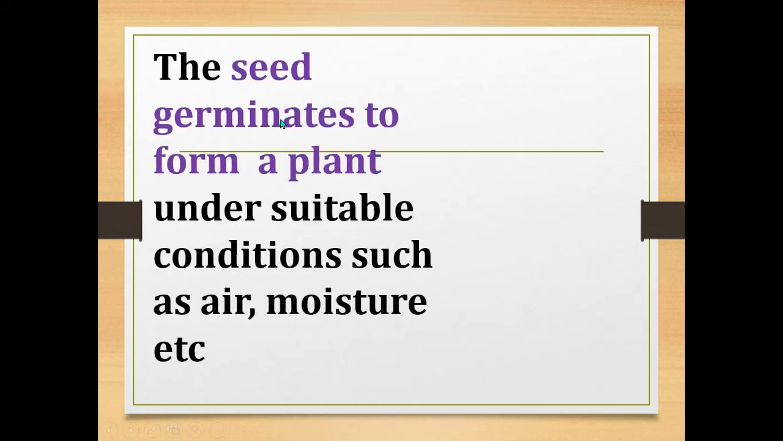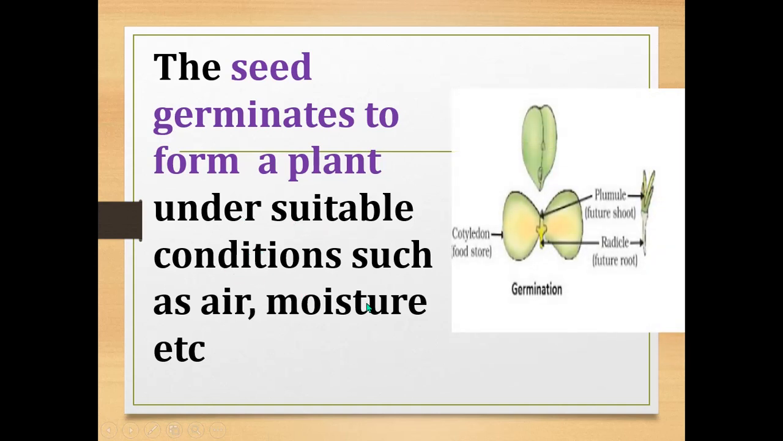The seed germinates to form a plant under suitable conditions such as air, moisture, etc. Okay, so that process is known as germination. So, when suitable conditions such as air and moisture are there, the seed germinates and forms a new plant.